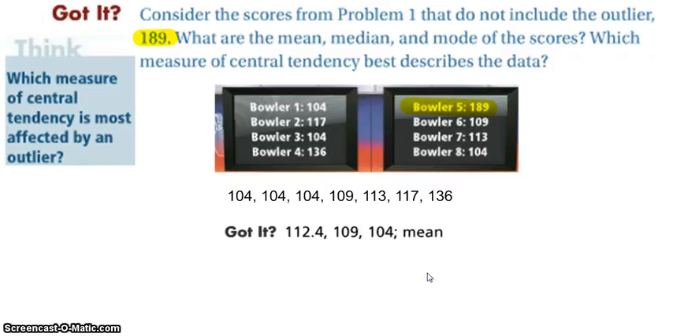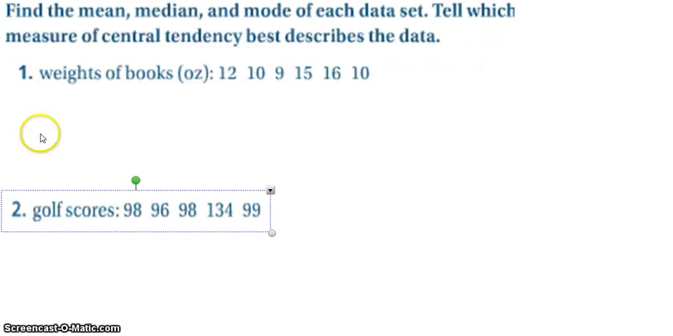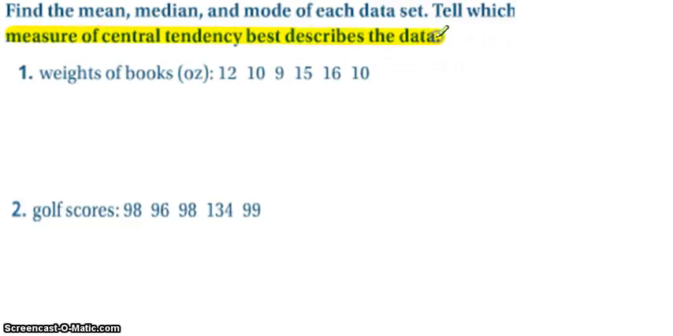And what measure of central tendency best describes our data? Well, the average of these bowlers would make the most sense to say the average of the team was about 112. Go ahead and try the practice problems 1 and 2. You want to find the mean, median, and mode for both of these, and then decide which would be the best measure of central tendency because we have weight of books and then golf score.